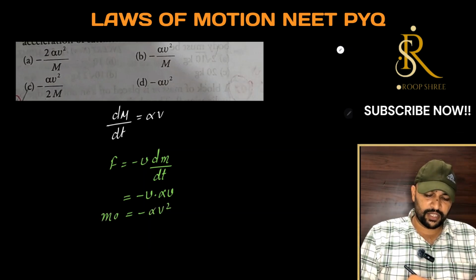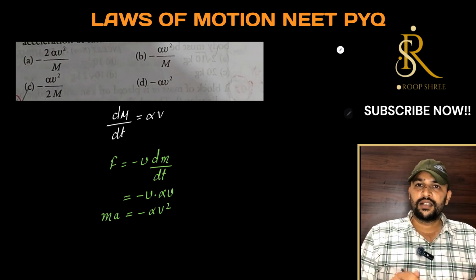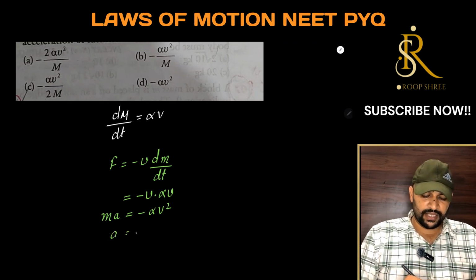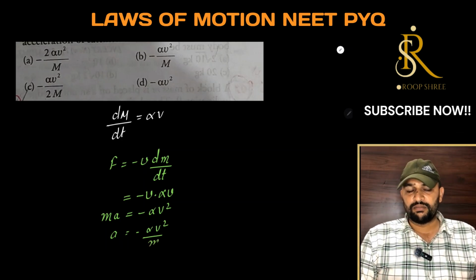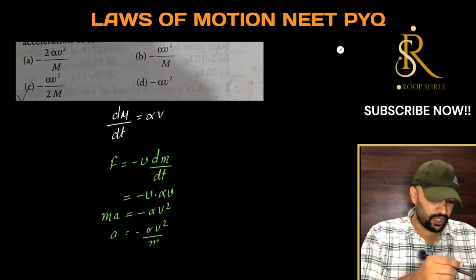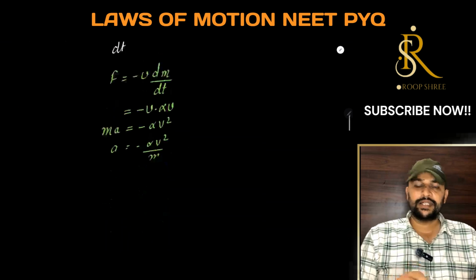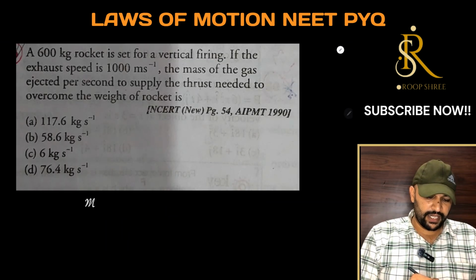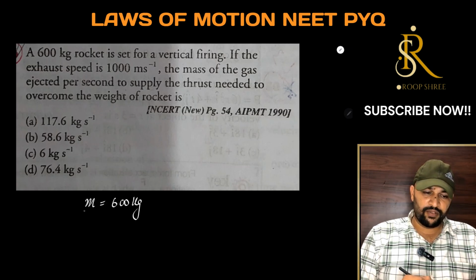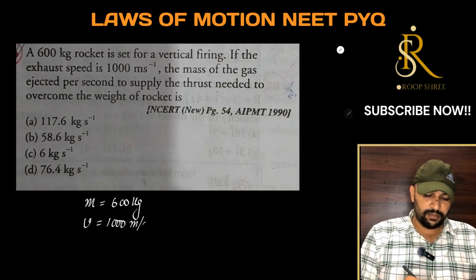That's our mass times acceleration of this satellite. So A will be equal to, acceleration will be minus alpha v square by m. That's our correct answer for this problem. So that is our option, minus alpha v square by m. That's option B, correct? Our next problem here says, a 600 kg rocket. So let me write here m equals to 600 kg rocket is set for vertical firing if the exhaust speed v is equal to 1000 meter per second, right?